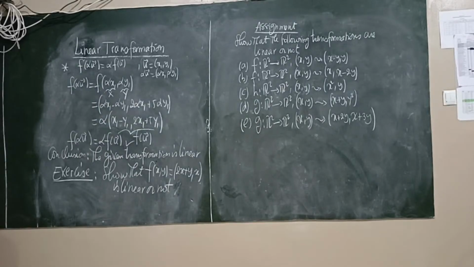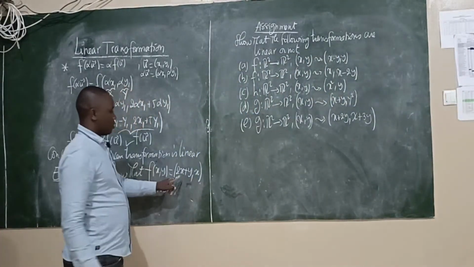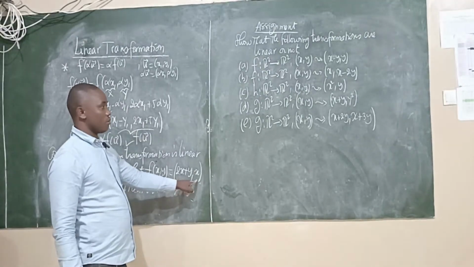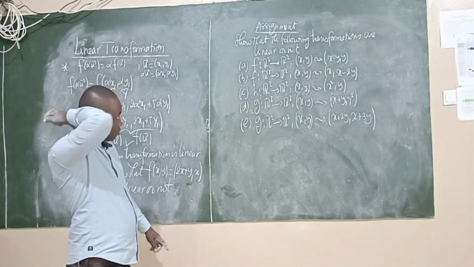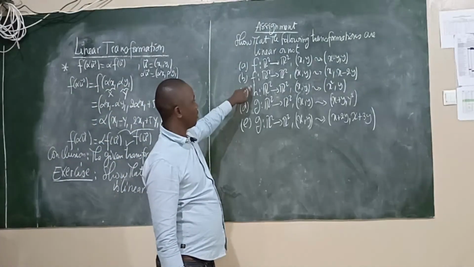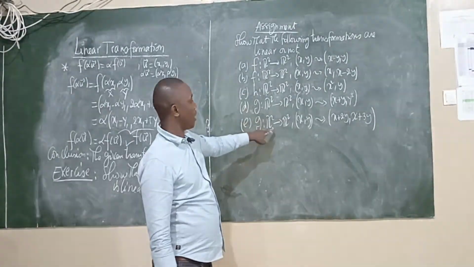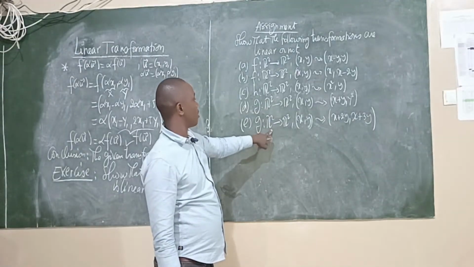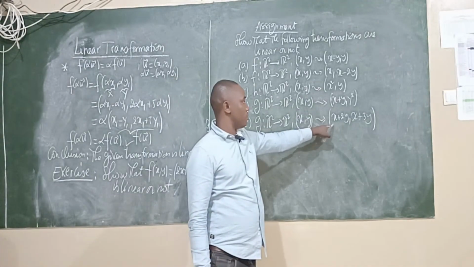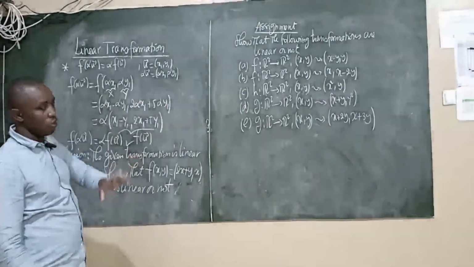But the question I gave you, the first one, that is linear. This one, 2x plus y, comma, x, that is linear. The first question here is linear. The second one is linear. The third one is nonlinear. The fourth one is nonlinear. But the fifth is linear because this is similar to the question you have been dealing with here. They are looking the same.